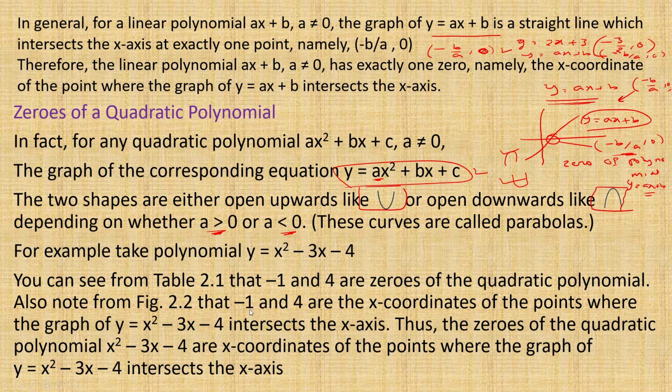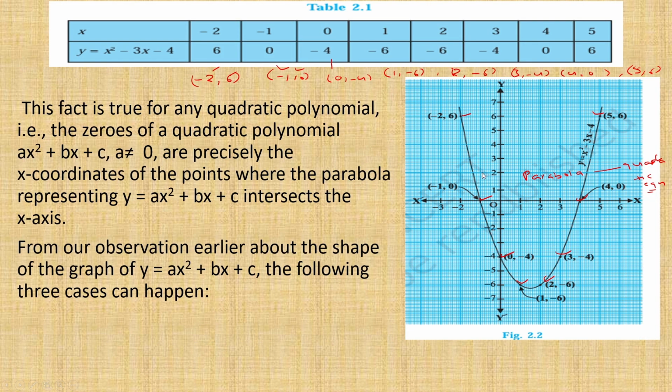So minus 1 and 4 are the x coordinates of the points where the graph y is equal to x square minus 3x minus 4 intersects the x-axis. So in this graph what we have seen, these 2 points, this point and this point, that means minus 1 comma 0 and 4 comma 0. These are the 2 points where this graph intersects the x-axis. This graph intersects the x-axis at 2 points, minus 1 comma 0 and 4 comma 0.